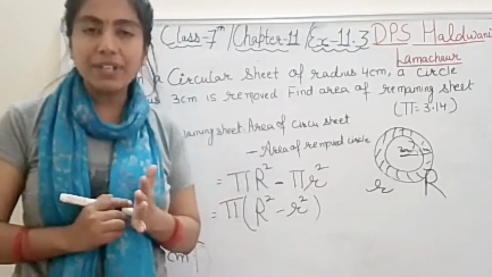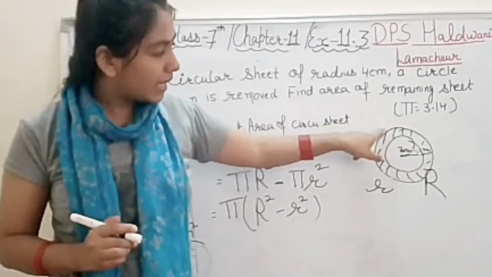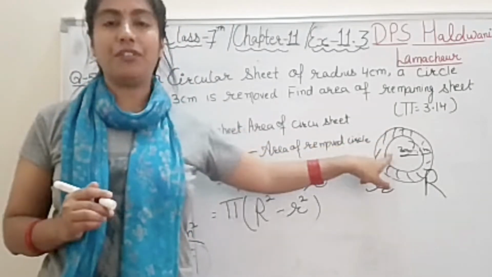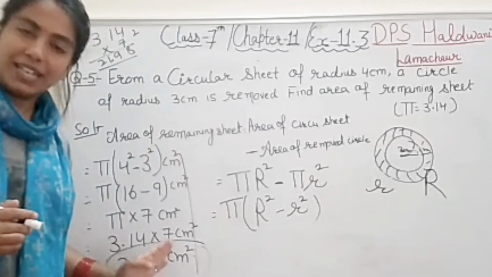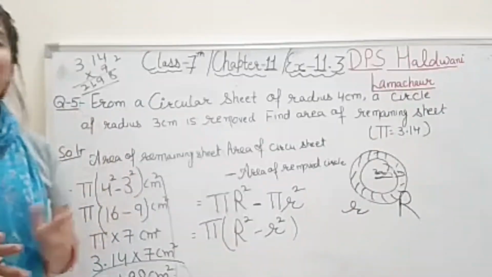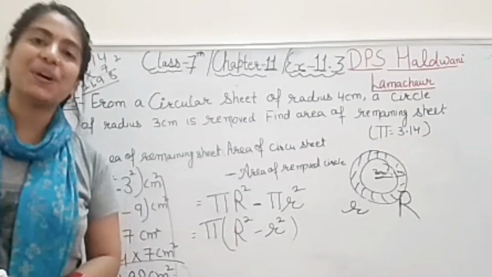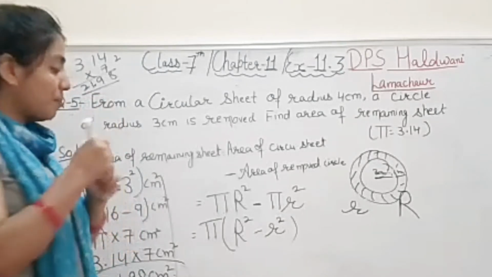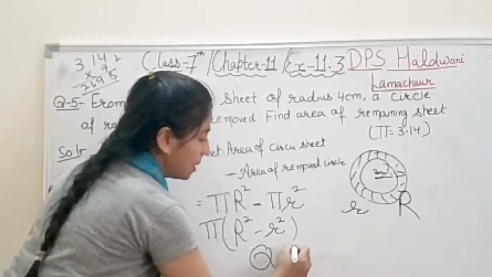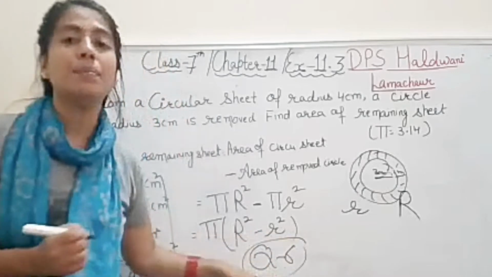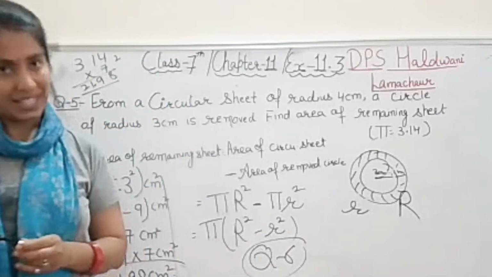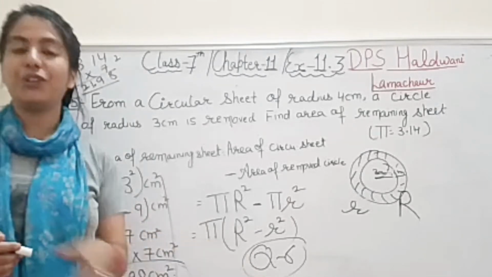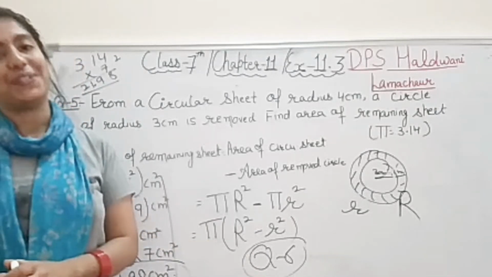Got it, student? What have we done? We subtracted the area of the outer sheet minus the area of the inner sheet. That's it, and this is the calculation part only. Right student? So this is all about question number 5. Now coming to question number 6. Question number 6, student, is homework for you, because this question is the same as question number 4, cost 1, which we have done. You will try it on your own.